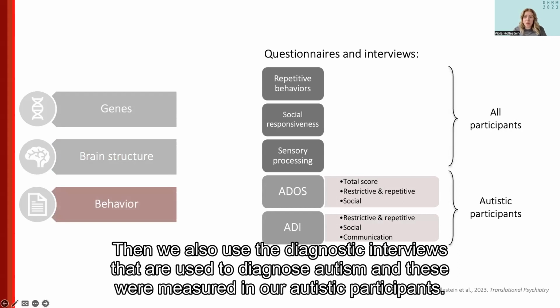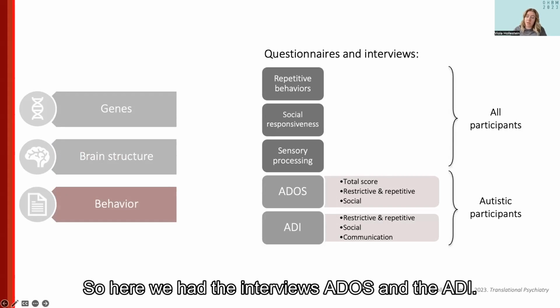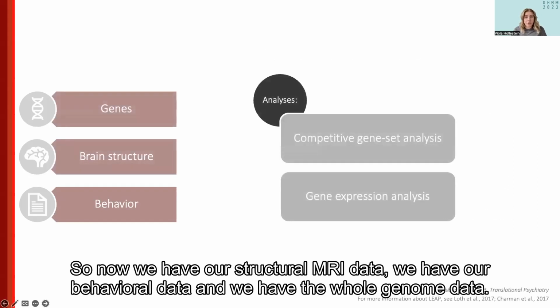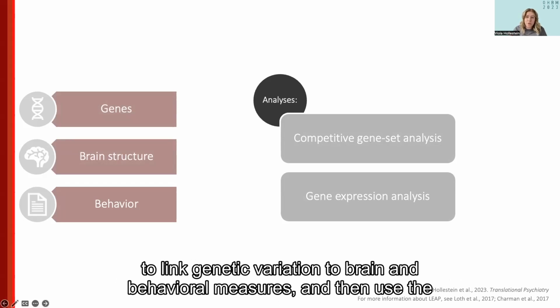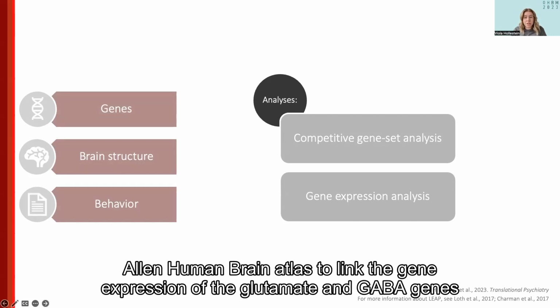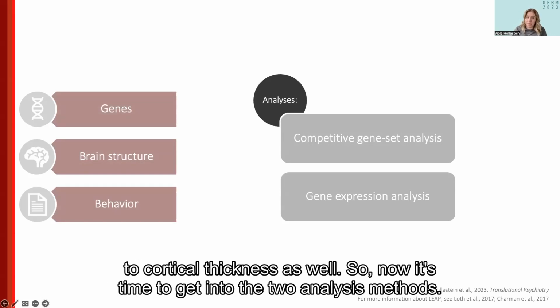Then we also used the diagnostic interviews that are used to diagnose autism, and these were measured in our autistic participants. So here we had the interviews ADOS and the ADI. So now we have our structural MRI data, we have our behavioral data, and we have the whole genome data. And with this, I'm then going to use the gene sets for glutamate and GABA as our proxy for excitation and inhibition to link genetic variation to brain and behavioral measures, and then use the Allen Human Brain Atlas to link the gene expression of the glutamate and GABA genes to cortical thickness as well.